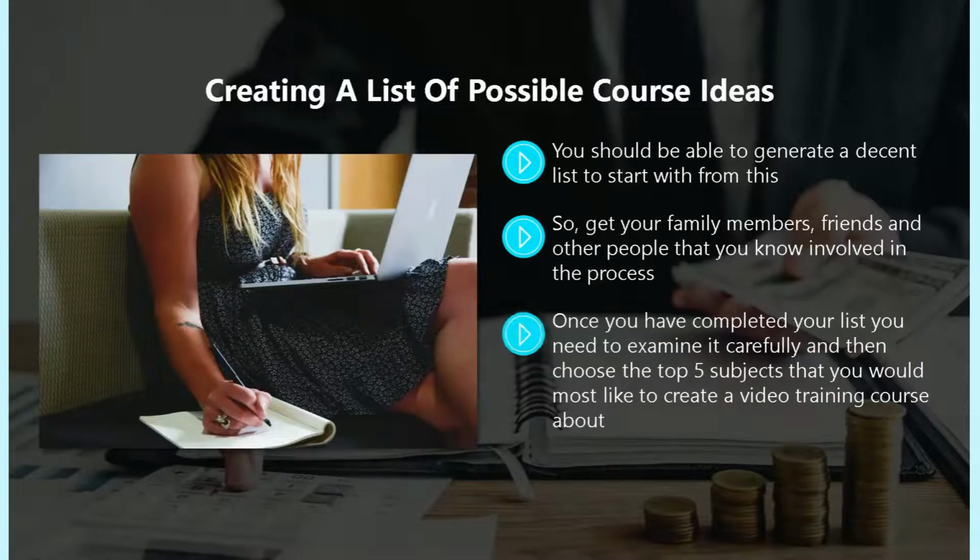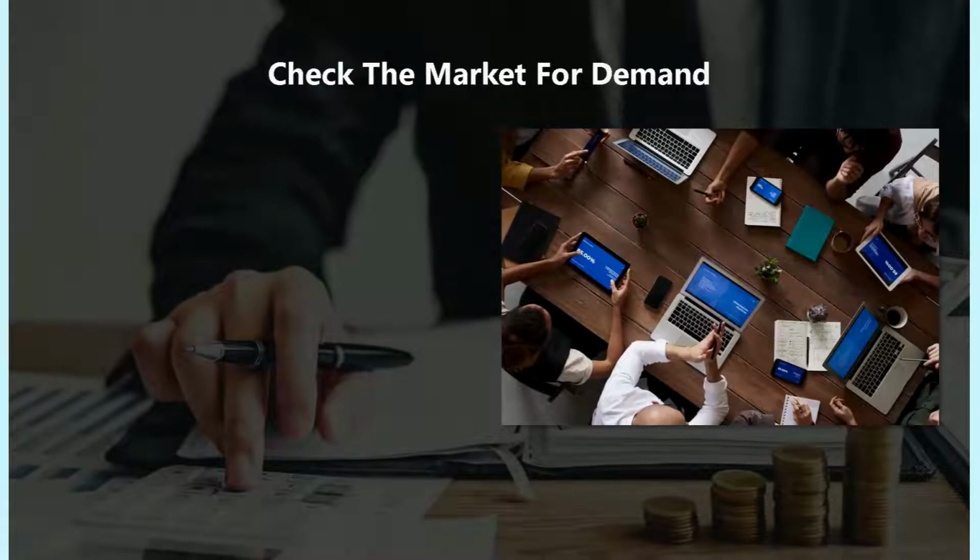Once you have completed your list, you need to examine it carefully and then choose the top 5 subjects that you would most like to create a video training course about. After this, look closely at these 5 choices to see if one really stands out among the others. Underline this idea. Decide on your favorite quickly. You do not want to overthink this. Remember, these are just ideas at this stage. Okay, so now you want to check to see if there is demand for your top idea and any other ideas on your list.